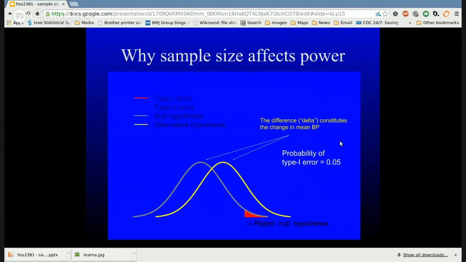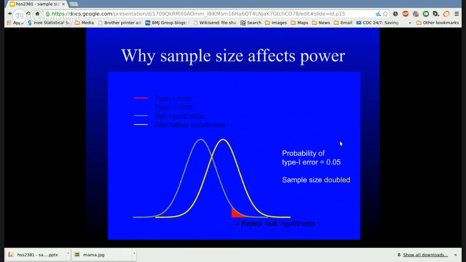Now, what happens if I increase sample size? Well, let's try it out. Look at that. So my sample size is doubled, and now I have a little bit less error here.